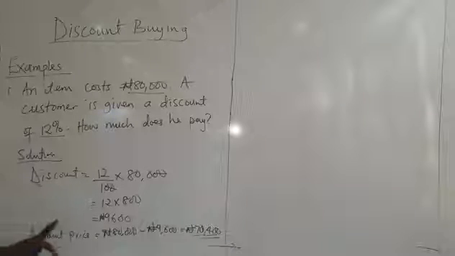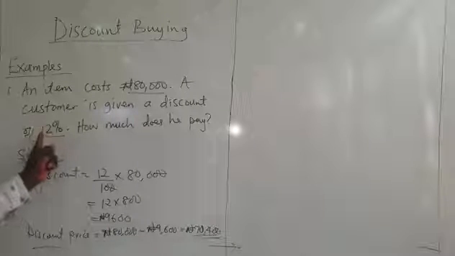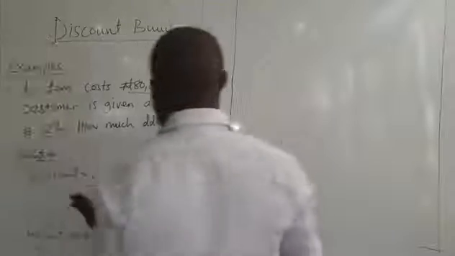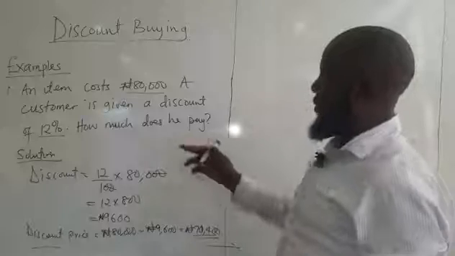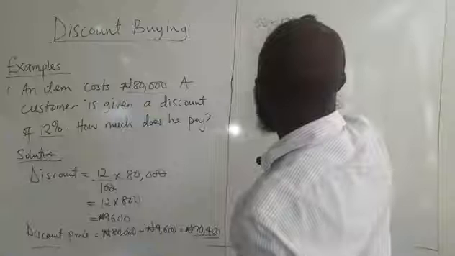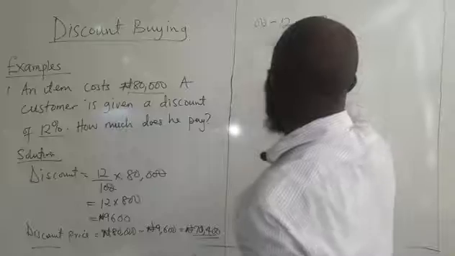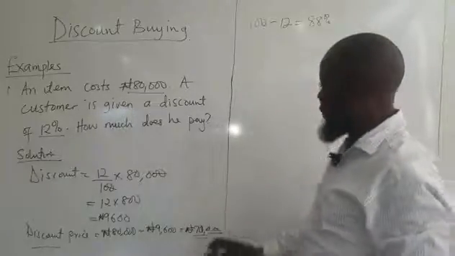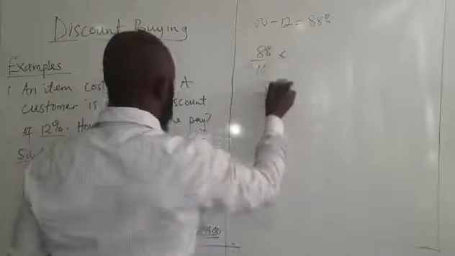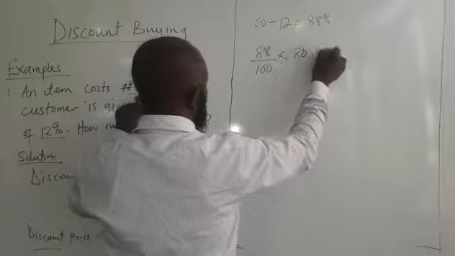But you can do it another way. Instead of calculating the discount, you can just go straight. Since a discount of 12% will be deducted, we assume the whole price of the product is 100%, and we subtract 12% from it. So 100 minus 12 gives 88%. We find 88% of the original price: 88 divided by 100 multiplied by 80,000.